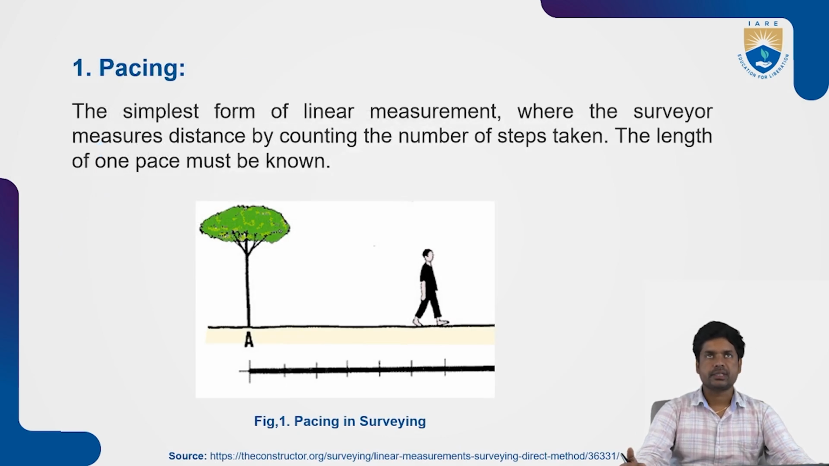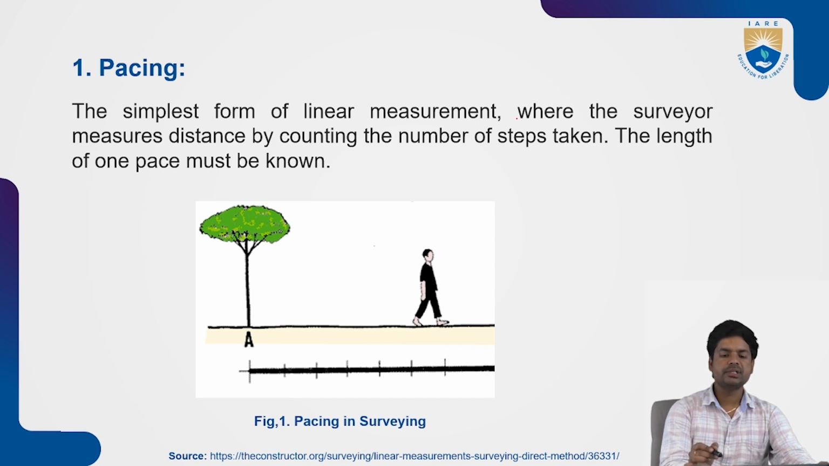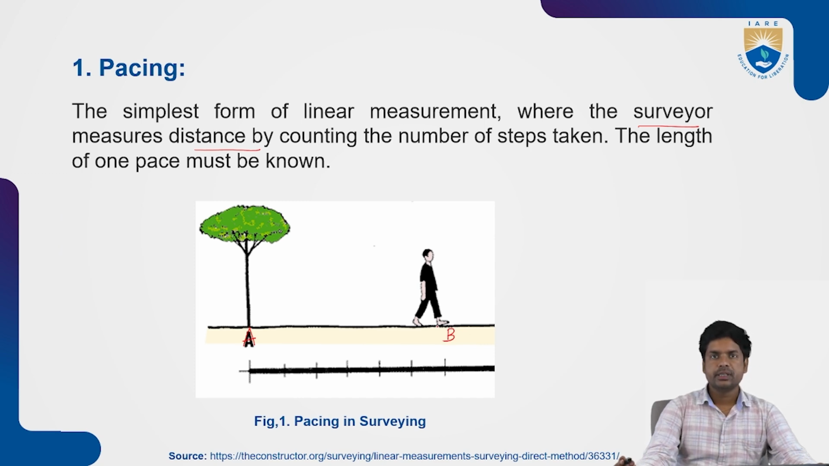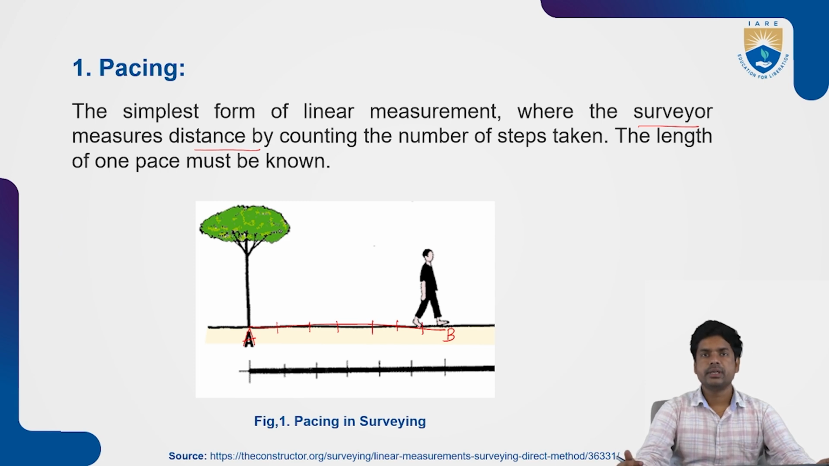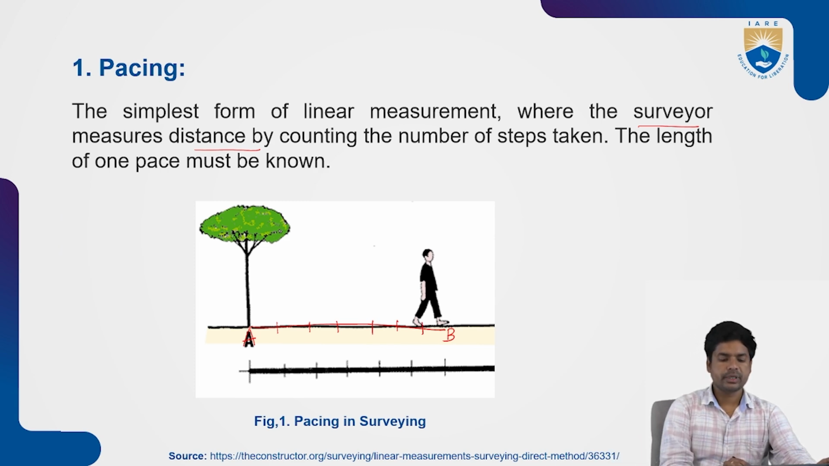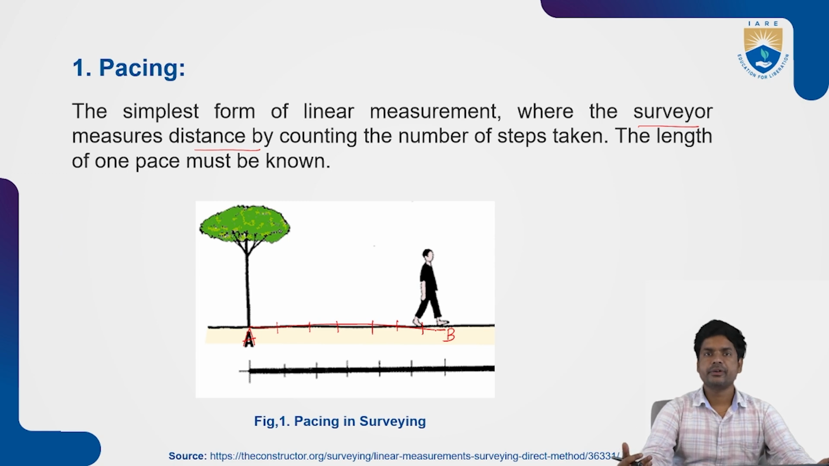Coming to the first one, pacing. It is the simplest form of linear measurement where the surveyor measures the distance by counting the number of steps taken. Suppose here you have point A, and we are going to measure the distance up to a point B. To measure the distance between these 2 points, we walk along this distance and count the steps taken by the surveyor, how many steps it takes to walk from here to here. By measuring the number of steps, we do the surveying, and that is called pacing.